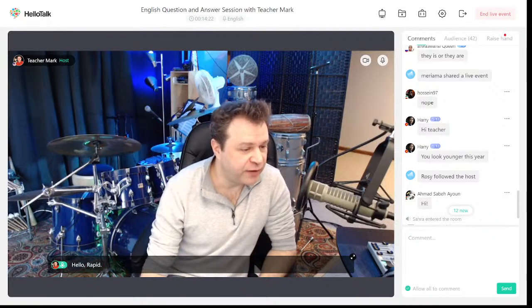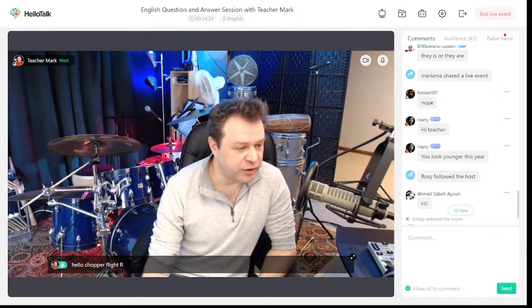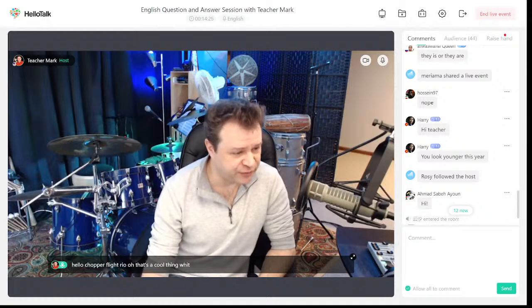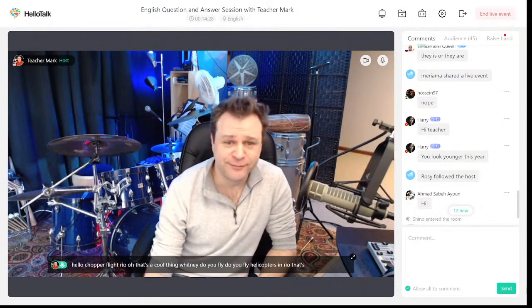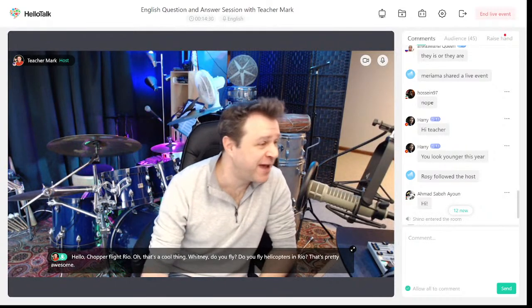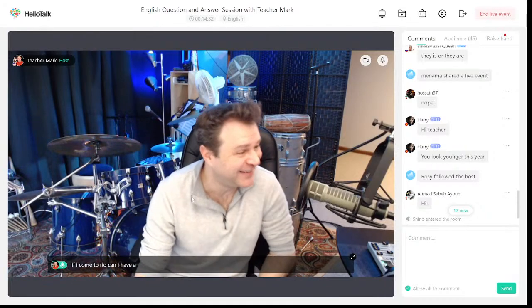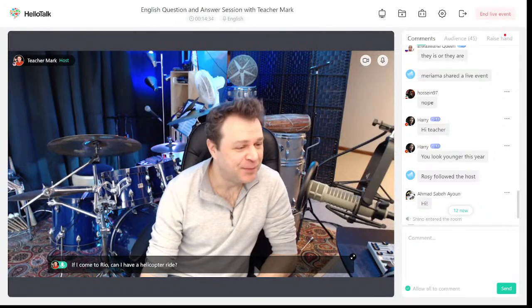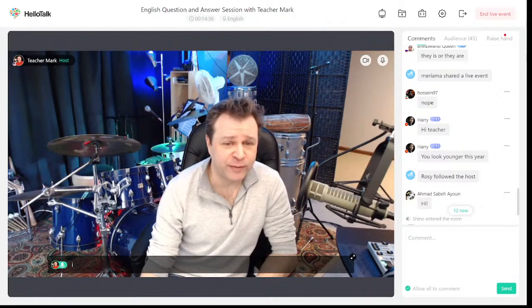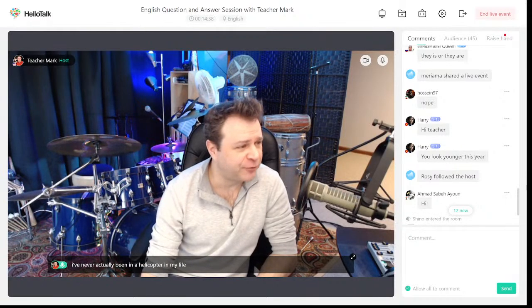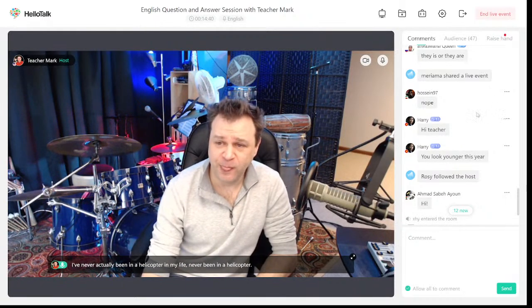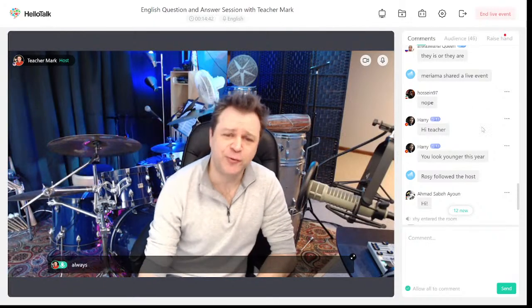Hello, Chopper Flight Rio. Oh, that's a cool thing. What, do you fly helicopters in Rio? That's pretty awesome. If I come to Rio, can I have a helicopter ride? I've never actually been in a helicopter in my life. Never been in a helicopter. Always wanted to. I always thought it'd be pretty cool, but I've never been in one.